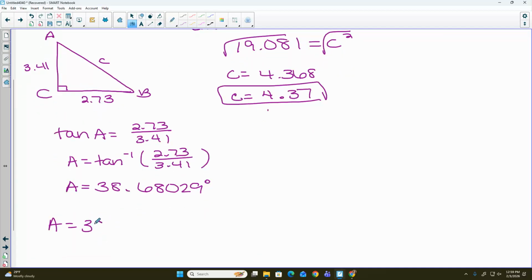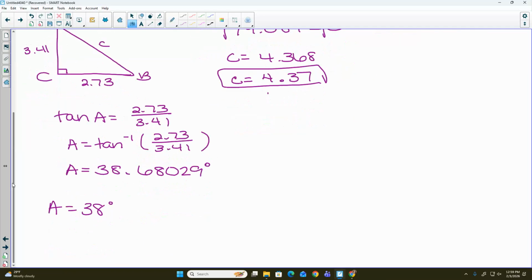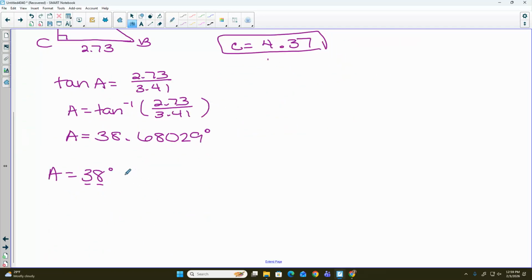So that's 38 degrees. How do I get my minutes? Right, just the decimal part times 60. How many significant digits were given in the problem? We had 3 in the problem, so I need to answer this to 3 significant digits. I already used 2. This rounds to 38 degrees, 41 minutes, but how many significant digits is that? 4. So if I only want to do 3, you would say 38 degrees and 40 minutes.